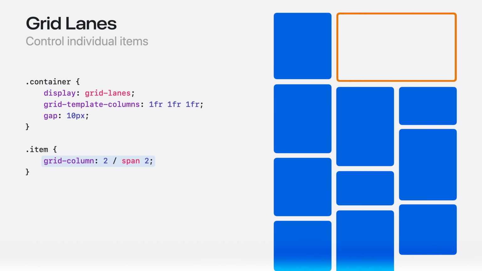Or, place it exactly where you want it. Here, I set the item to start in column 2, spanning columns 2 and 3. Notice, you can control column placement, but not row. Grid Lanes decides the row for you.